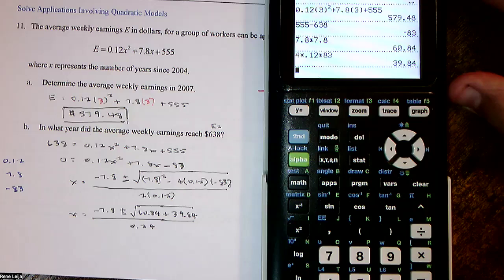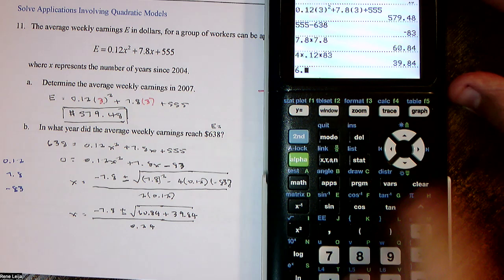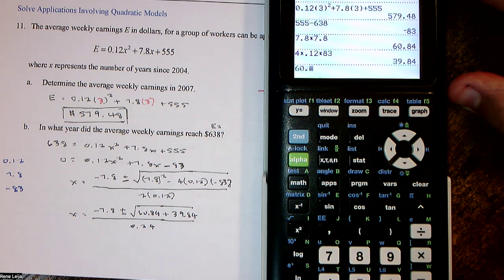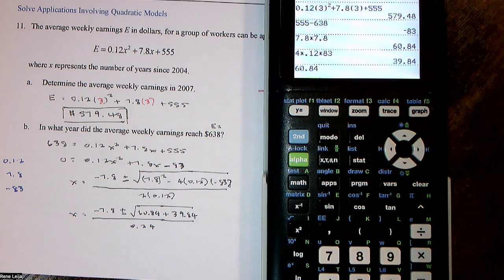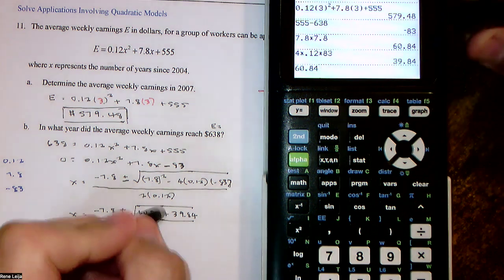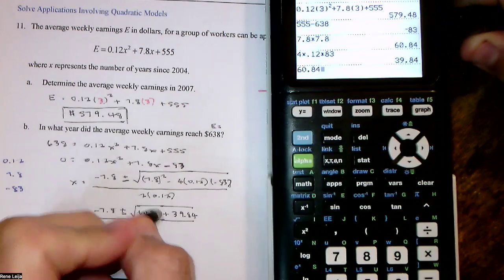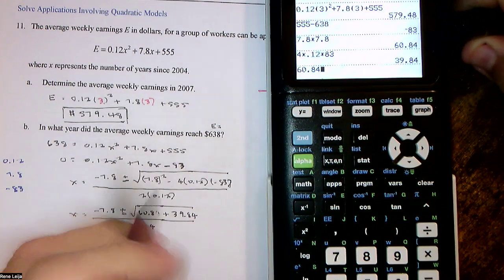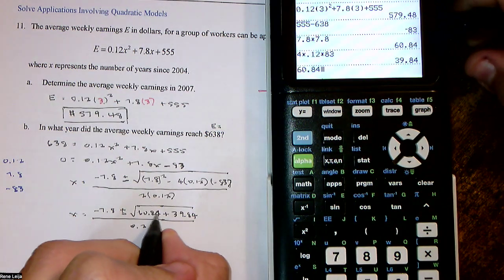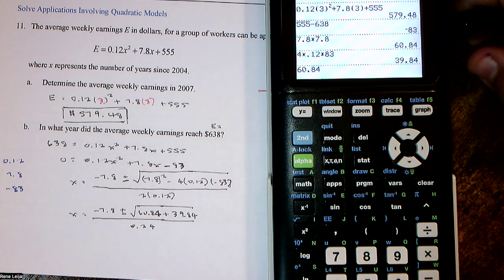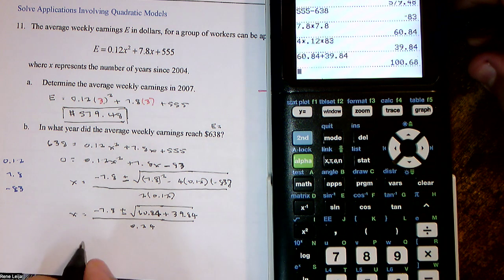Okay, so 60.84. This almost looks like a 9. 60.84 plus 39.84 is 100.68.